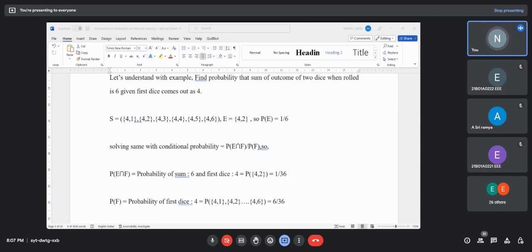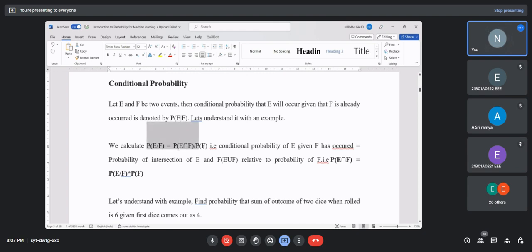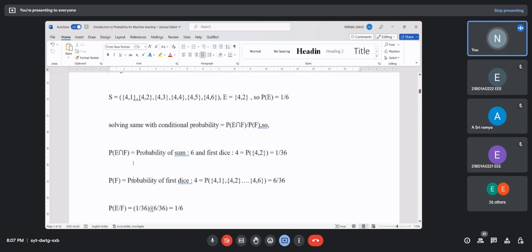Now I need to work out the conditional probability. What is E intersection F? The formula for conditional probability is P(E intersection F) divided by P(F), where F has already occurred and I am looking for E to happen. P(E intersection F) is the probability of sum 6 and first dice 4, that is 4-2. That is 1/36.